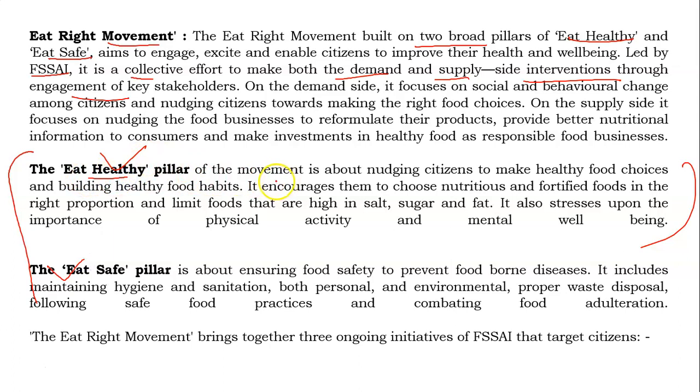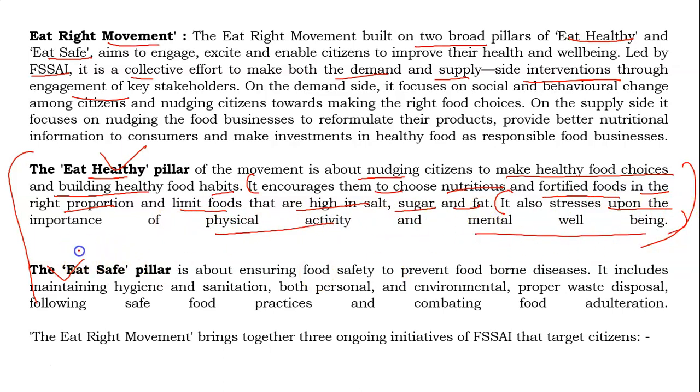About this eat healthy pillar of the movement, it is about nudging citizens to make healthy food choices and building healthy food habits, and it encourages them to choose nutritious food and fortified foods in the right proportions and limit foods that are high in salt, sugar and fat. And it also stresses upon the importance of physical activity and mental well-being.